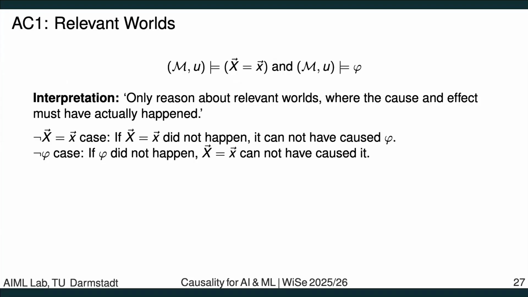So again, rule 1 is this relevant worlds thing, where if the cause itself did not happen, it cannot have caused the outcome. And if the outcome didn't happen, then probably my X wasn't an actual cause, because otherwise we would have seen the outcome. In general, if we then try to find the sets, it tells us these configurations of U or settings of variables that we actually are interested in.